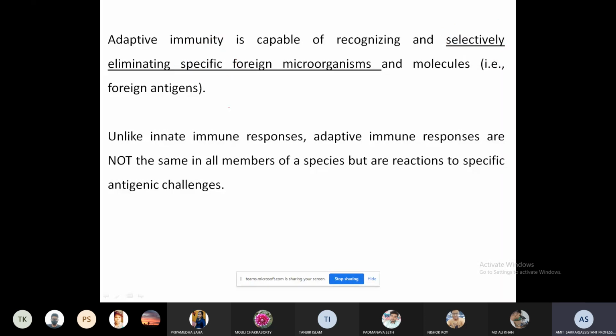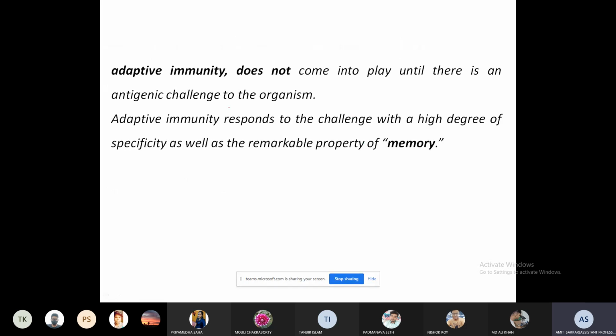Okay, so they are not the same for all members as I mentioned, and adaptive immunity does not come into play until there's a challenge. And the most important thing is that it has a memory. High degree of specificity, the remarkable property of memory.